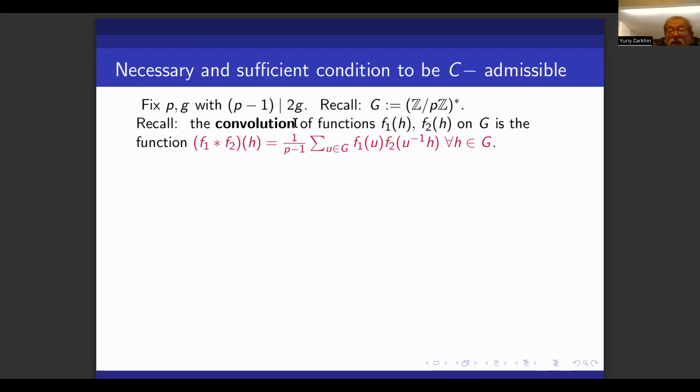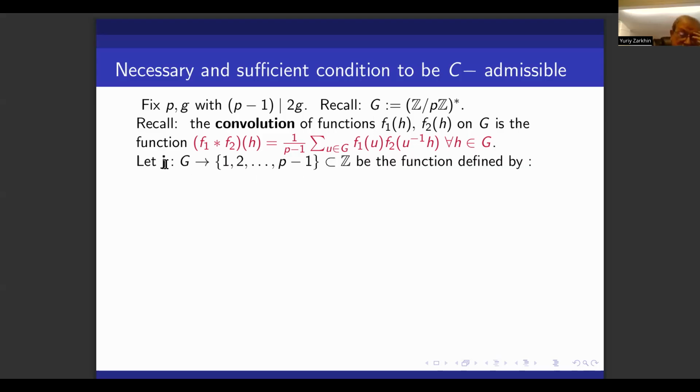The convolution of functions f1 and f2 on G is the function f1 star f2 of h, defined as follows. You have to do summation across G. You multiply the value of f1 at u by the value of f2 at u inverse h, sum across u, and divide by P minus 1, because P minus 1 is the cardinality of G.